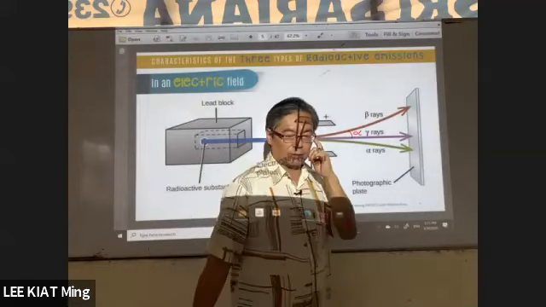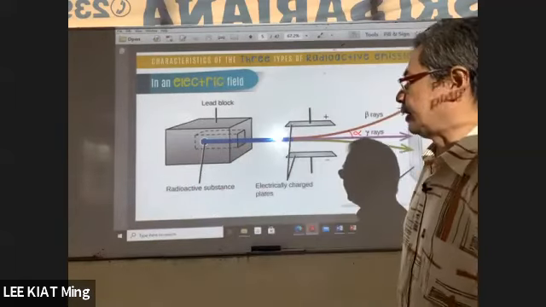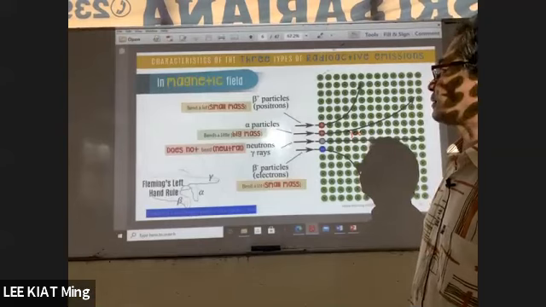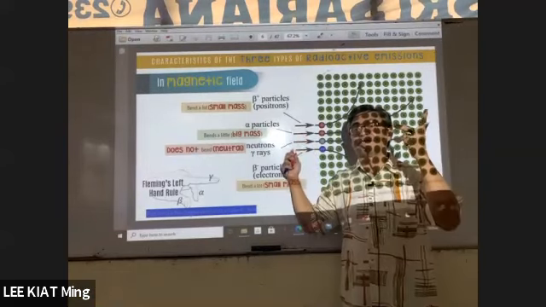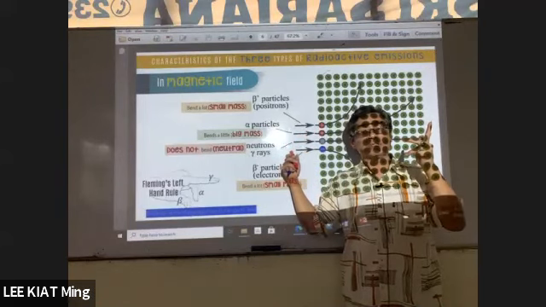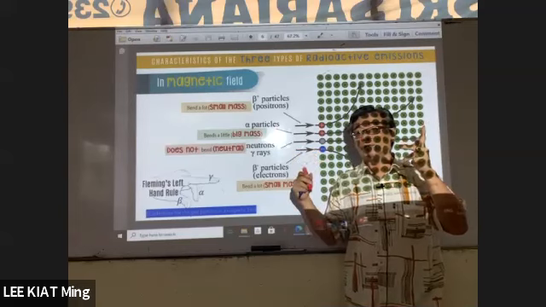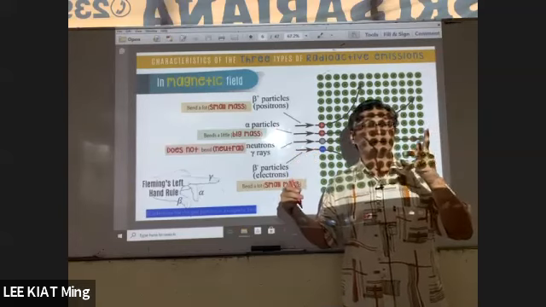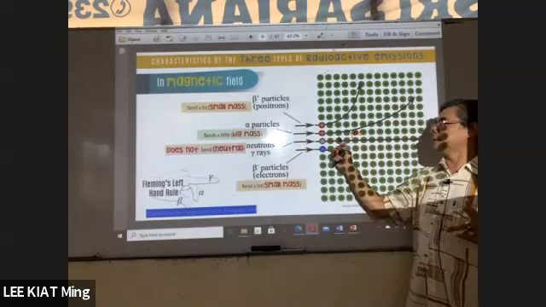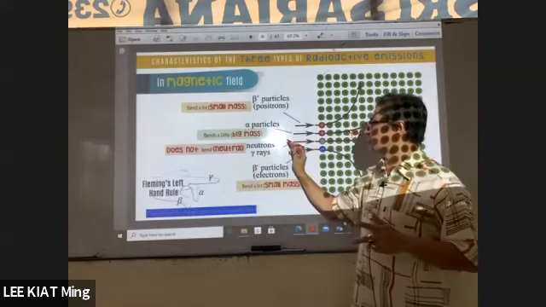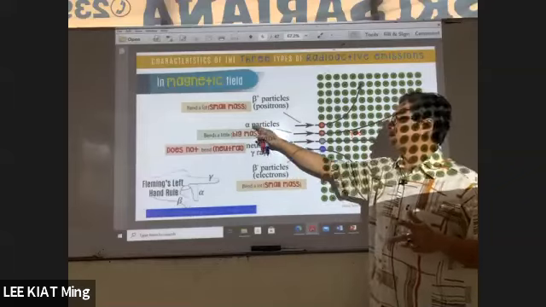Alright, so overall, this is a summary. You look at the characteristics. We want to find out where alpha, beta, gamma go using your left hand Fleming rule. Please follow on this one. You only locate alpha. Once you know alpha, you know beta. Gamma goes straight. This is gamma, go straight.